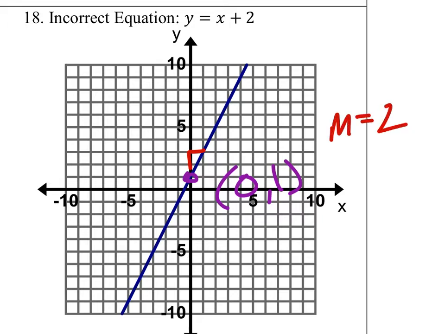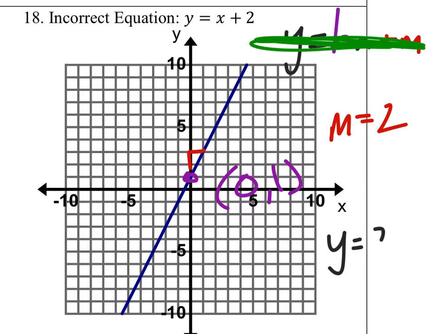So what happened here is that they have it as y equals bx and then plus the m. That's completely backwards, right? It's not what we want to do. They just switched the slope and the y-intercept around. So fixing this one, you'd have y equals 2x plus 1.